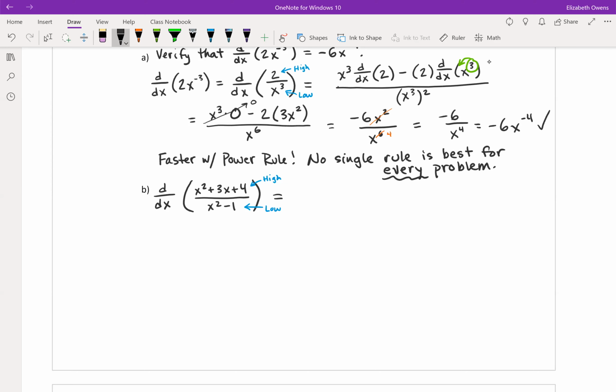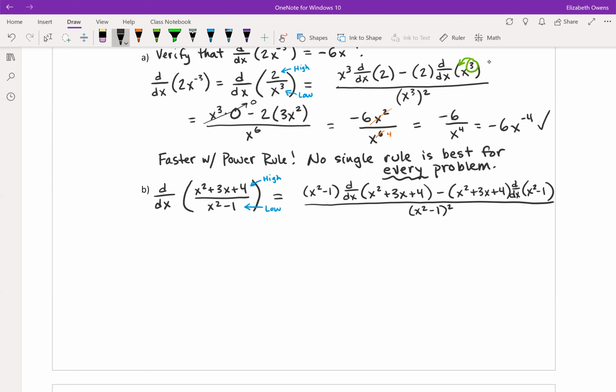Okay, so here's our low function, x squared minus 1, d high, derivative of x squared plus 3x plus 4, minus the high function, x squared plus 3x plus 4, d low, so derivative of x squared minus 1, all over low squared. That'd be x squared minus 1 squared.